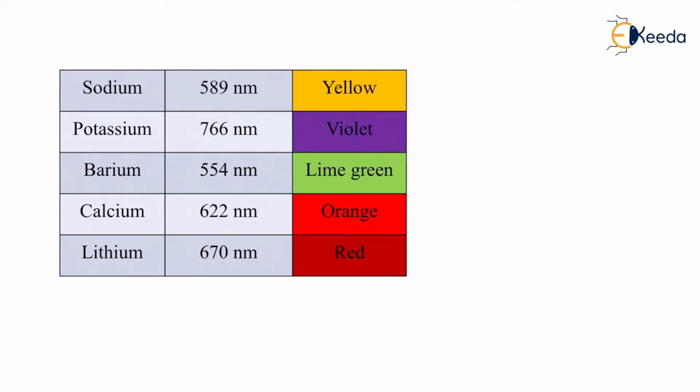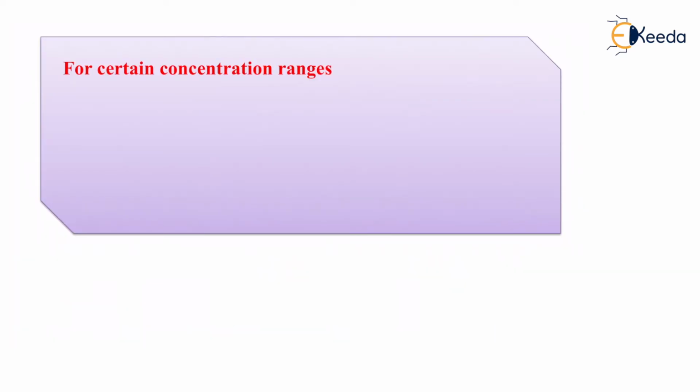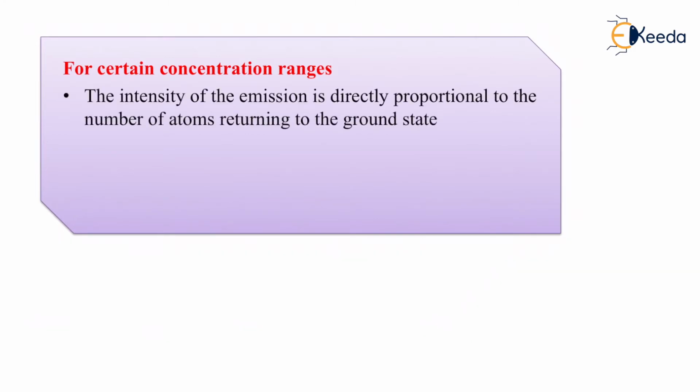So these are different elements, or I might say different metals, belonging to the first two groups, group 1 and group 2, that is alkali metal and alkaline earth metal of the periodic table. They have certain wavelengths giving us certain colors. For certain concentration ranges, the intensity of the emission is directly proportional to the number of atoms returning to the ground state. Now, this particular statement is very simple.